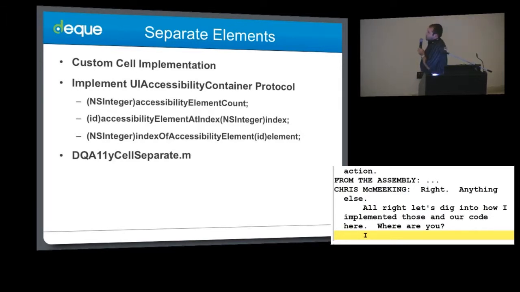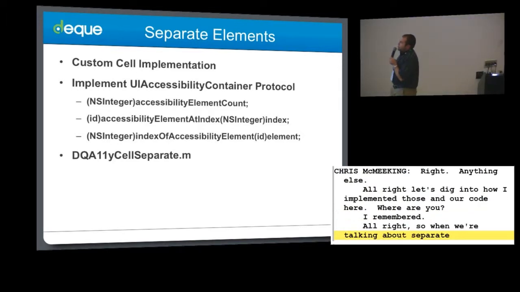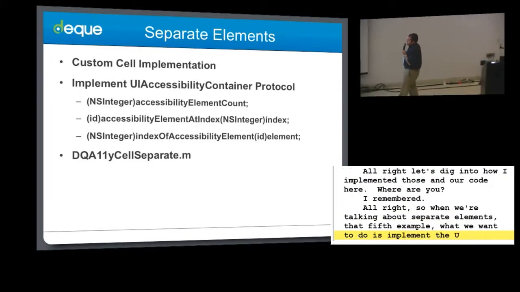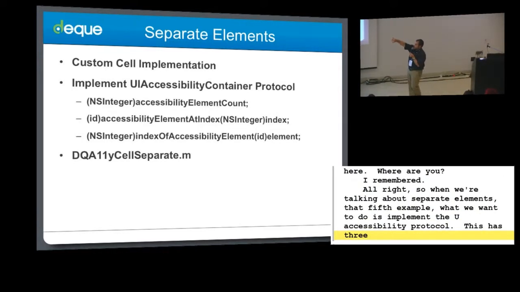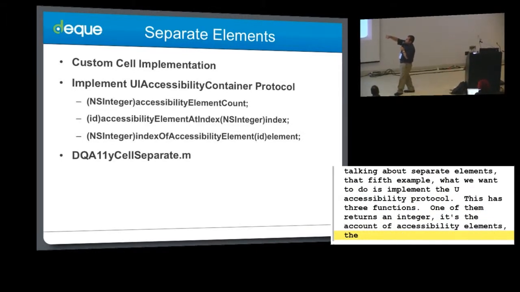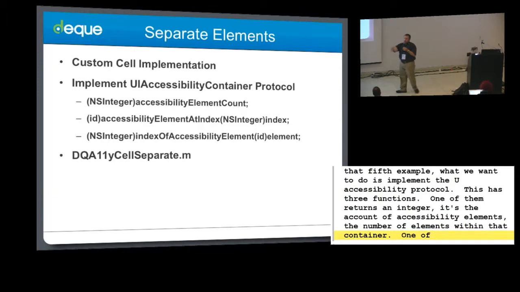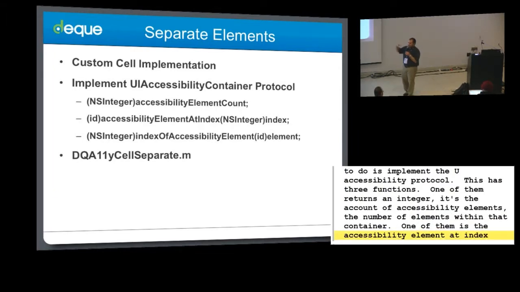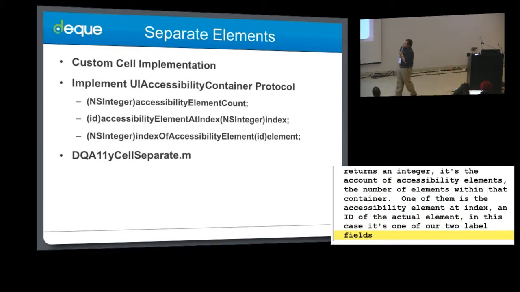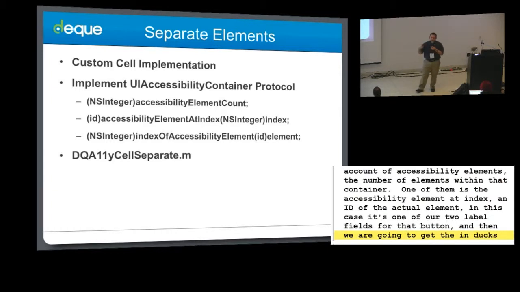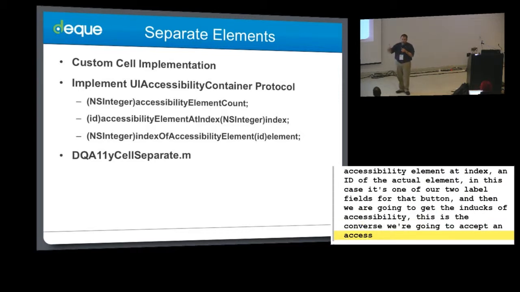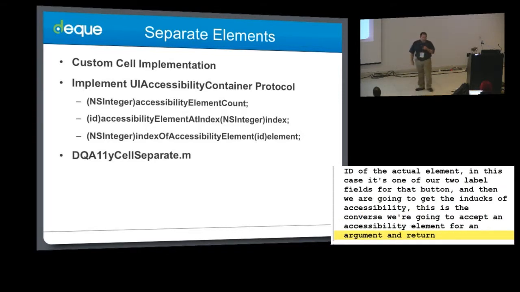All right. So when we're talking about separate elements, that first example, what we want to do is implement the UIAccessibilityContainer protocol. This has 3 functions. One of them returns an integer, the count of accessibility elements, the number of elements within that container. One is the accessibility element at index, where you return an ID of the actual element. In this case, it's going to be one of our 2 label fields or that button. And then we get the index of accessibility element. This is the converse. We accept an accessibility element as an argument, and we return its index within that cell.